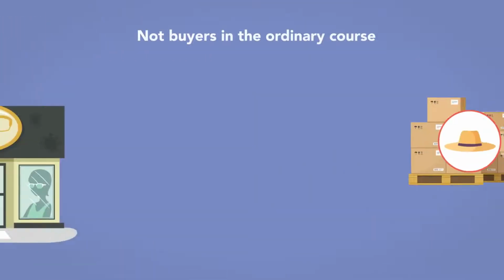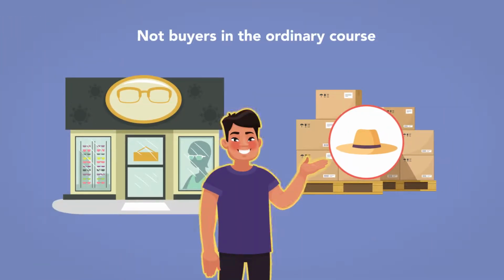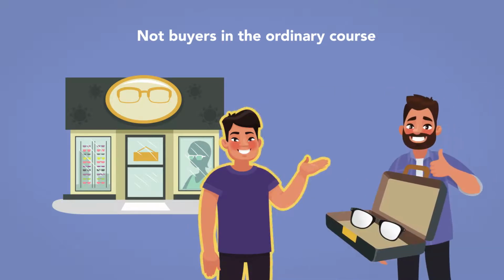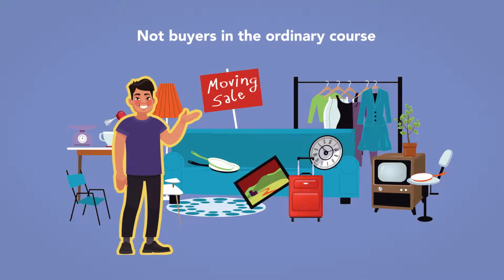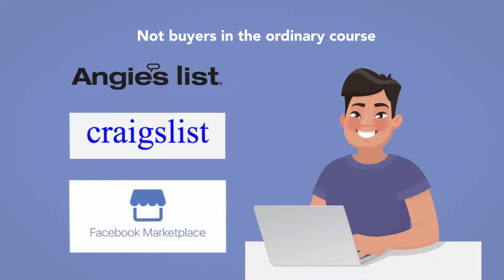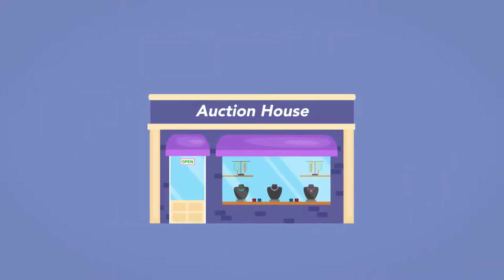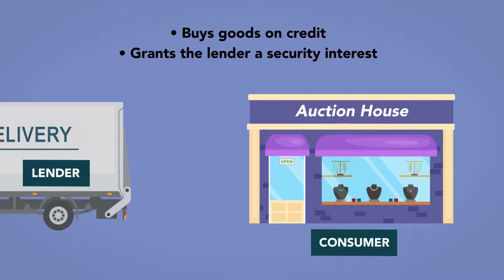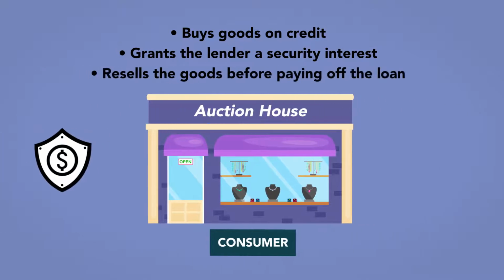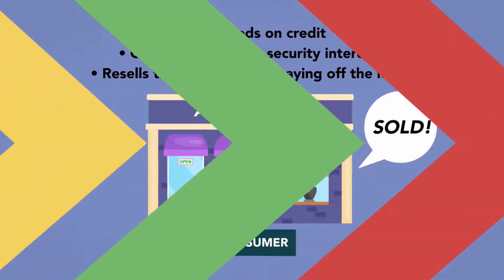Though not buyers in the ordinary course, consumers are afforded an extra layer of protection from existing security interests when making informal purchases from one another. This special exception arises often in the yard or garage sale context, including using online message boards and marketplaces. These situations arise when a consumer buys goods, like furniture, electronics, or jewelry, on credit and grants the lender a security interest, but then resells the goods before paying off the loan.